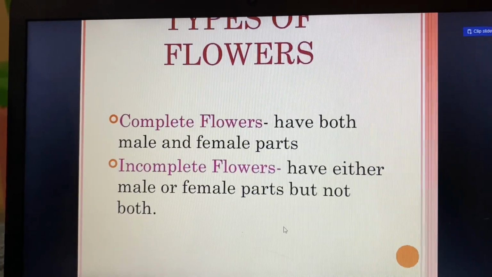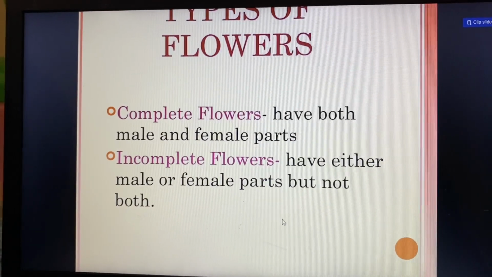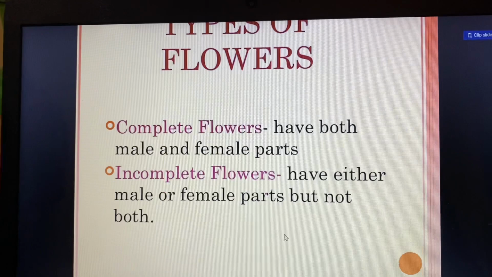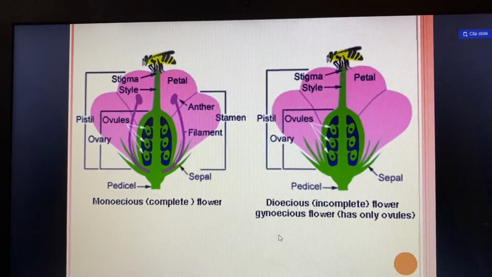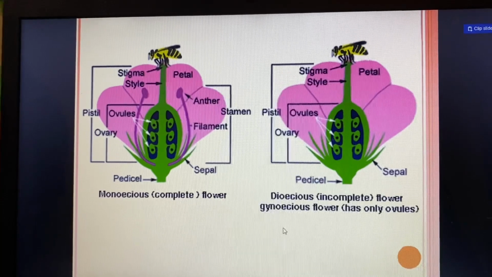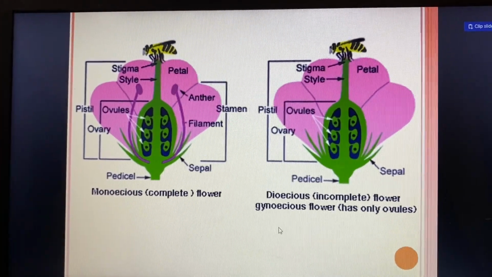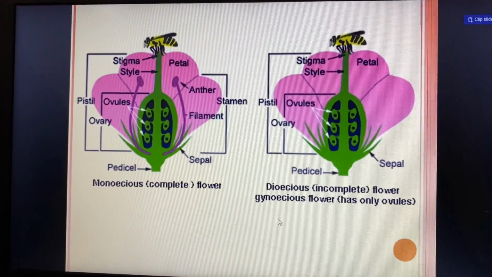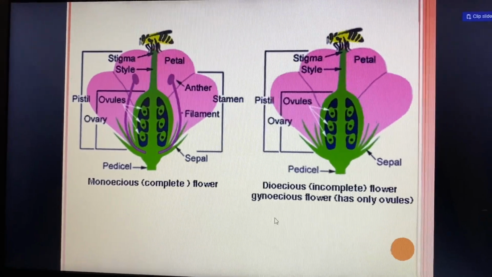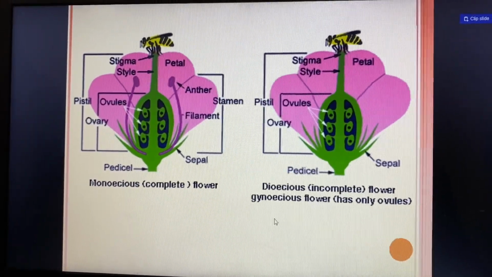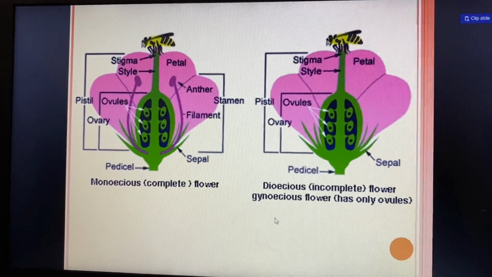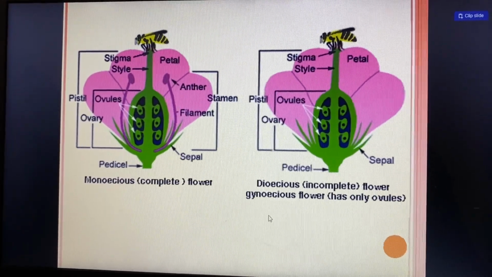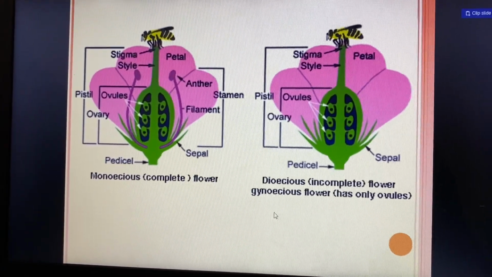Okay, types of flowers. Complete flowers have both male and female parts. Incomplete flowers have either male or female parts but not both. These are the pictures of complete and incomplete flowers. As you can see, the complete flower has the anther and the filament, stamen, while the incomplete flower has only ovules.